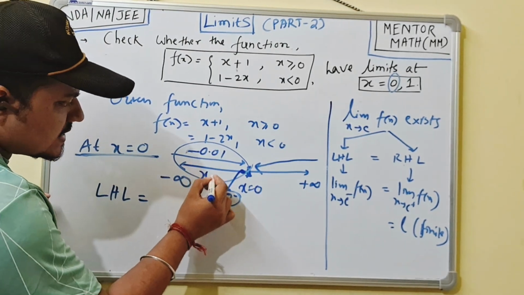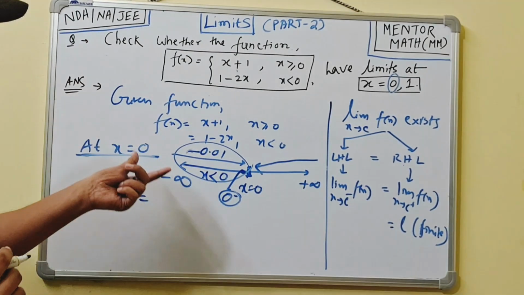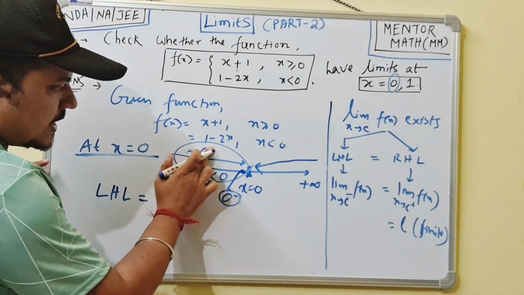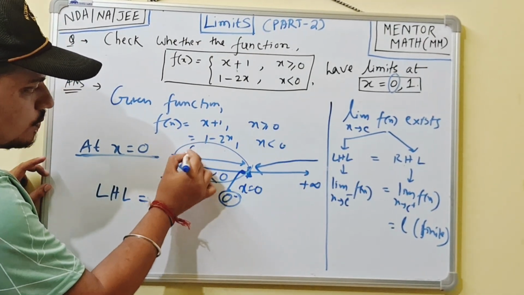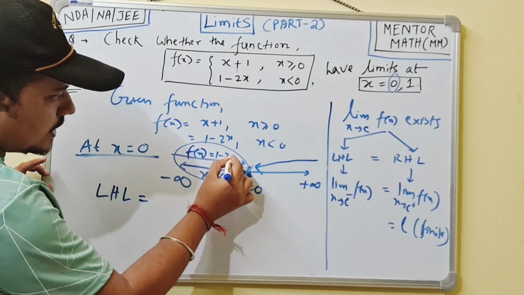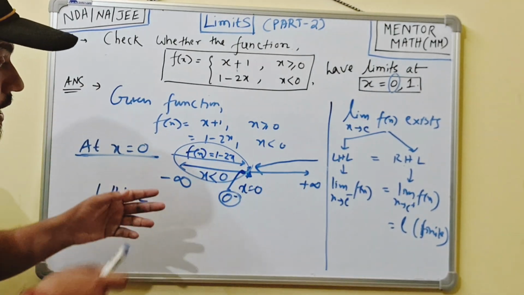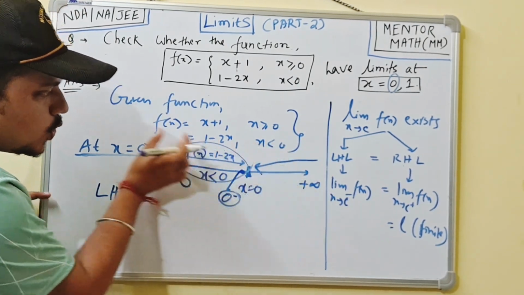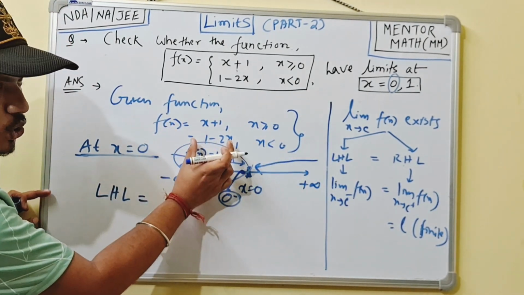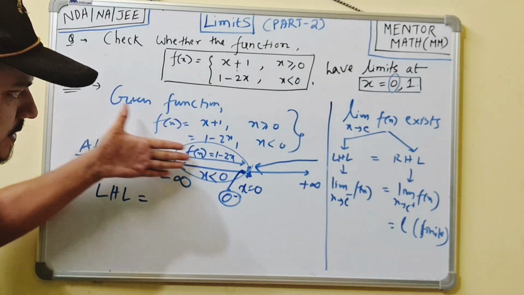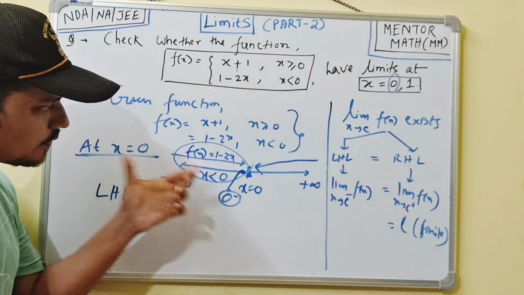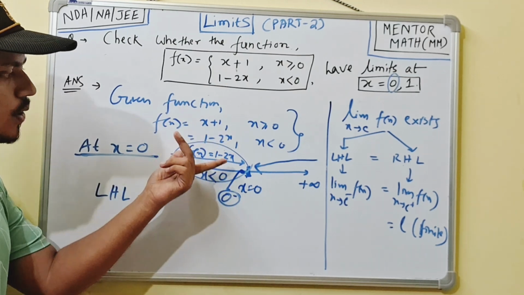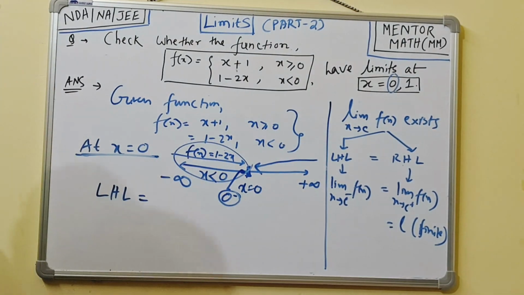Obviously this value is less than 0, so in that situation the value of the function f(x) equals 1 minus 2x. Why? Because according to your question, if x is less than 0, the value of the function is 1 minus 2x. When you come from the left side, whatever value you take is obviously less than 0, and at that time f(x) equals 1 minus 2x.